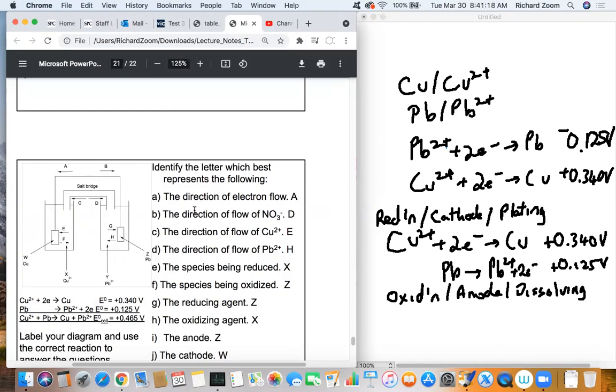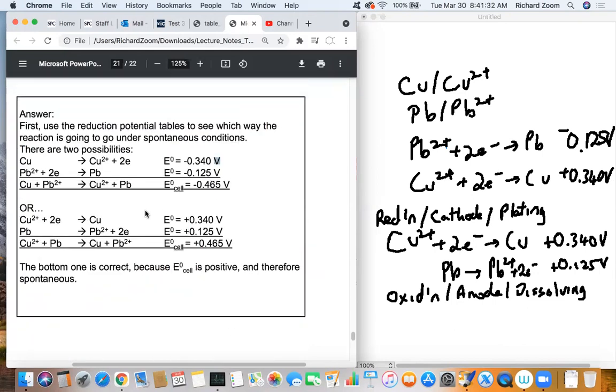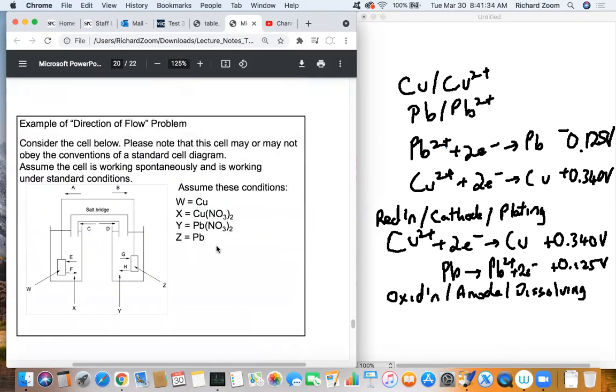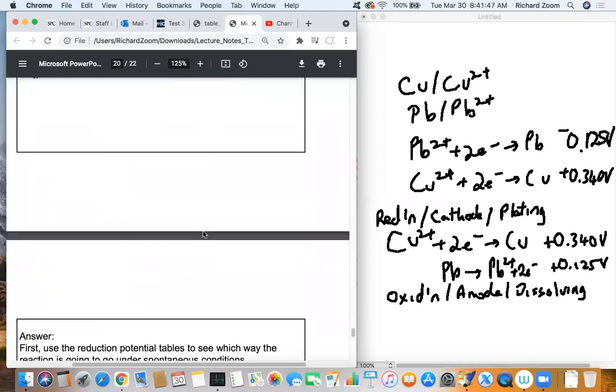All right, I'll stop there for a second. Does anybody have any questions? Yeah, I have a question. You picked W for the copper and Z for the lead. Oh, no, that was already assigned. I didn't have to come up with that. That was already given. Okay. All right. Does that help?